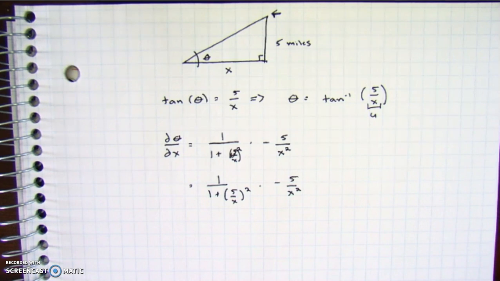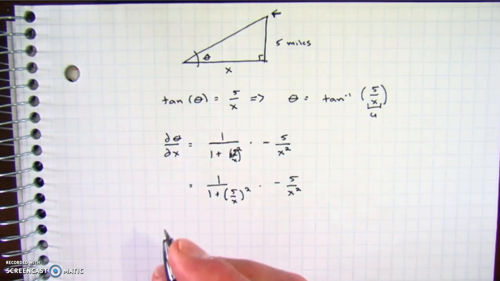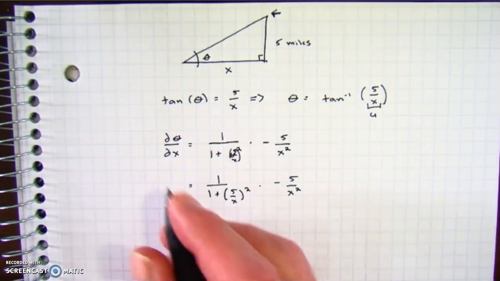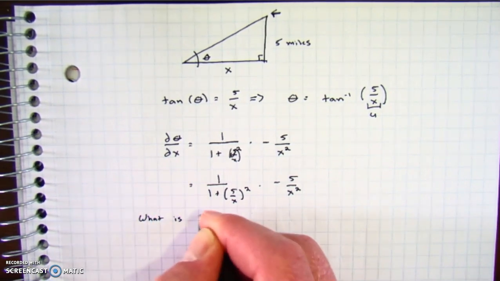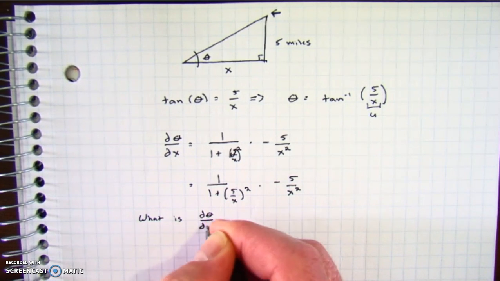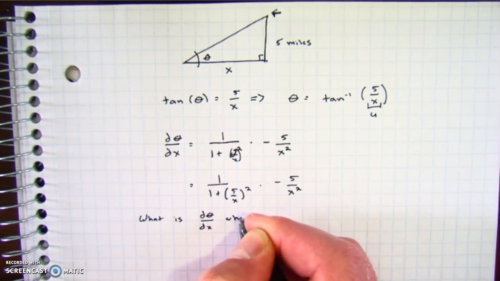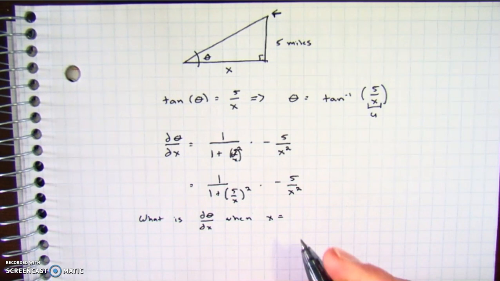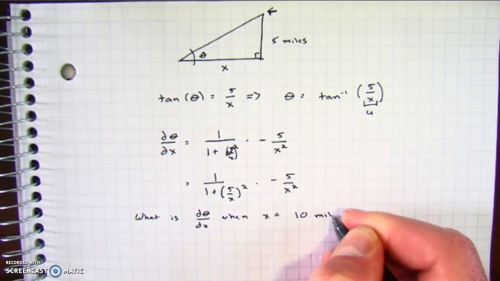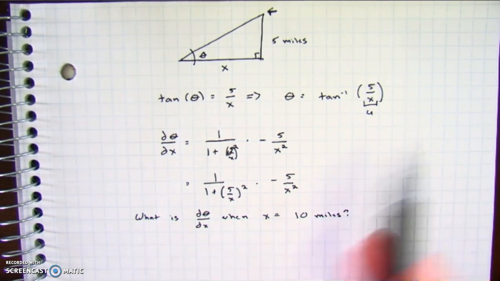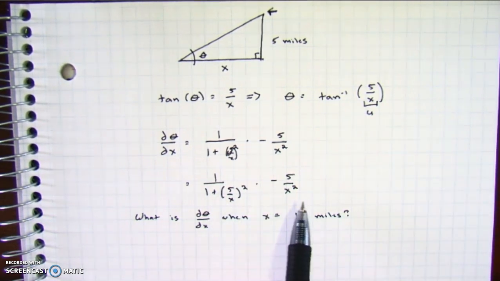Let's give ourselves some values. Let's say, how much is theta changing with respect to x when x equals, let's do 10 miles. So this is how much theta changes with respect to x.